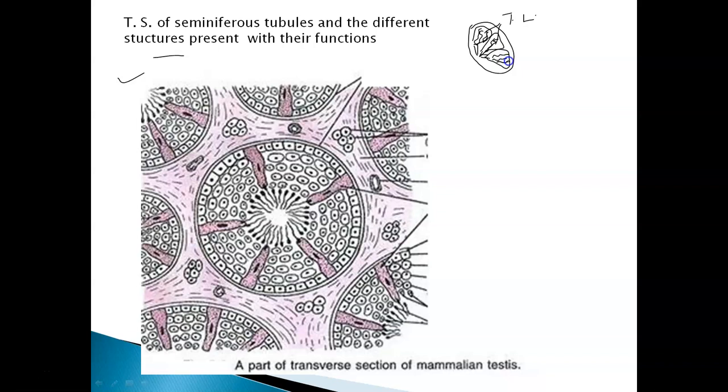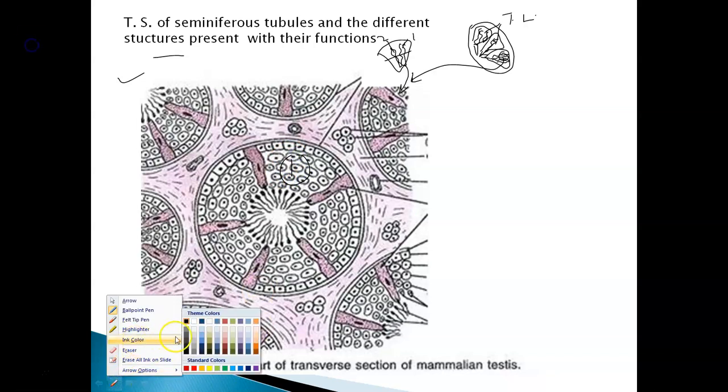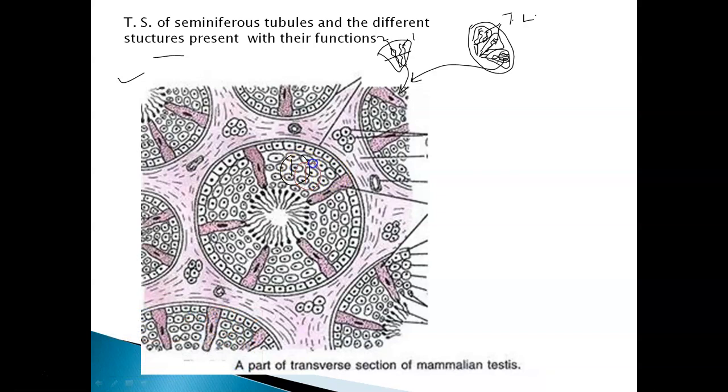So this one is a single testicular lobule, and here are the seminiferous tubules. The TS of the seminiferous tubule will give you this structure. You can see seminiferous tubule 1, seminiferous tubule 2, this one is second, this one is third, like this. And this is the space, the space between the seminiferous tubules. This space is the interstitial space.